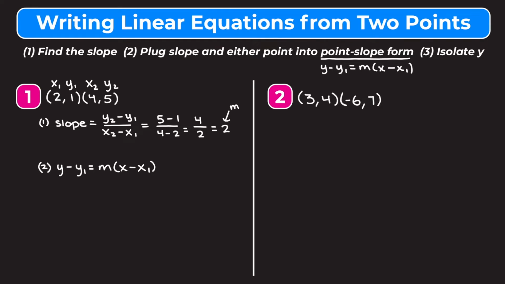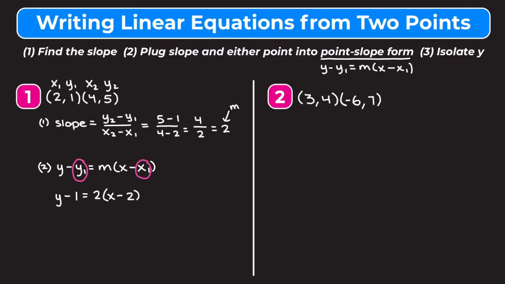And now m is our slope, so we found our slope, so we're going to plug that in for m. And then y1 and x1 just represent the coordinates of any point on the line. So we can choose either of our 2 points. So I'll just choose our first point. So I'm going to replace y1 with the y coordinate of the first point, which is 1. So I have y minus 1 equals m, which is our slope of 2, times x minus, x1 is going to be the x coordinate of our first point, so x minus 2.